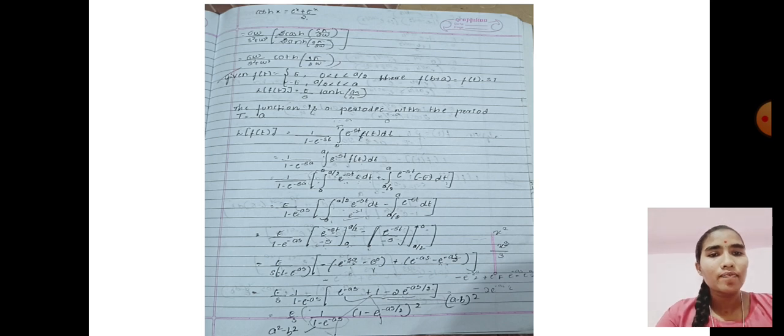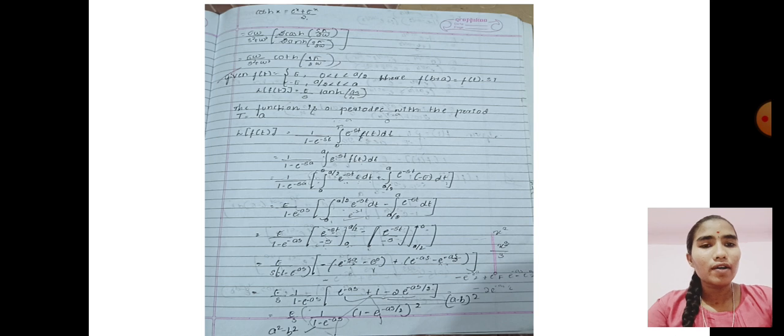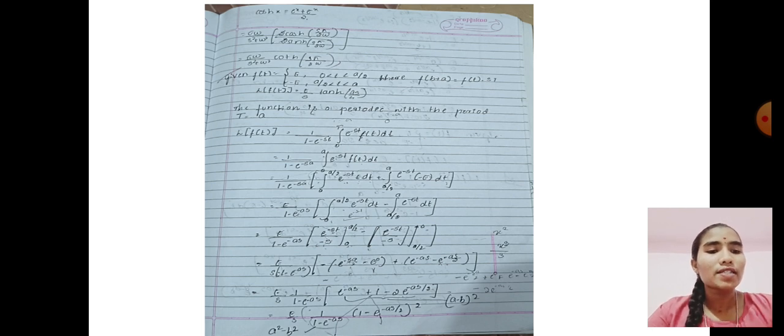Next, e by s into 1 by 1 minus e to the power of minus sa, of e to the power of minus sa plus 1 minus 2 e to the power of minus sa by 2, which is in the form of a minus b whole square. Now we get the answer as e by s into 1 by 1 minus e to the power of minus sa, of 1 minus e to the power of minus sa by 2 whole square.